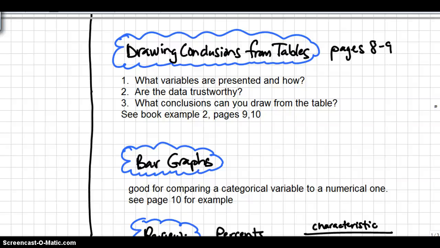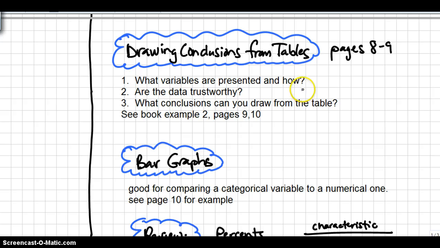Going a little bit further as it relates to tables, it's always good to make sure that you ask the question, what is the variable that's being presented and how is it being presented? Is the data that we're looking at trustworthy? Typically there will be a source that's cited.